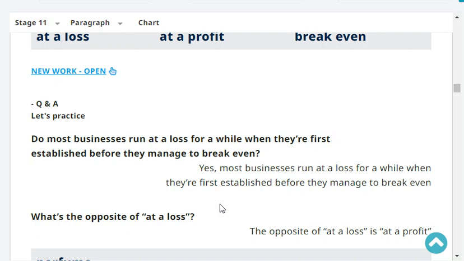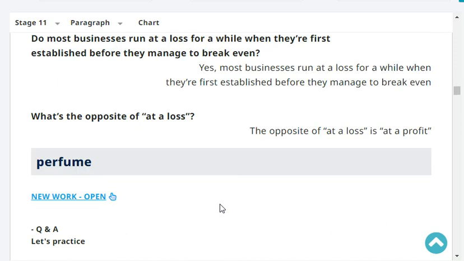What's the opposite of at a loss? The opposite of at a loss is at a profit. Very good.